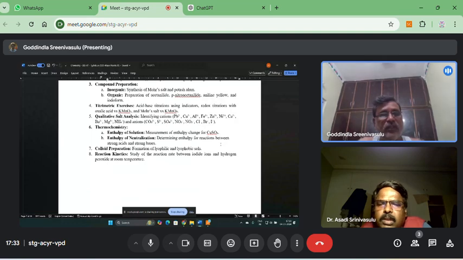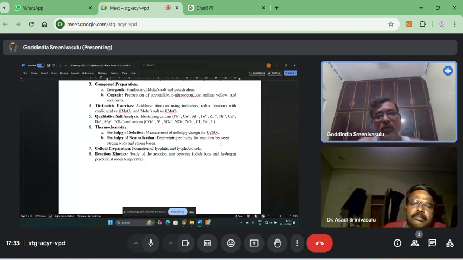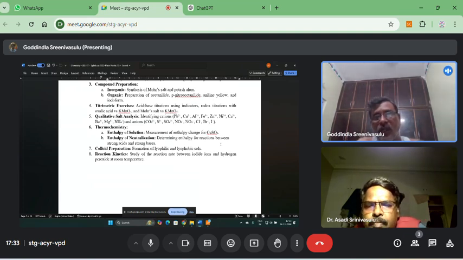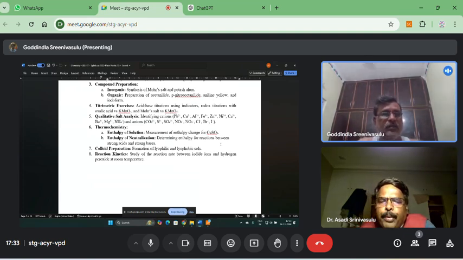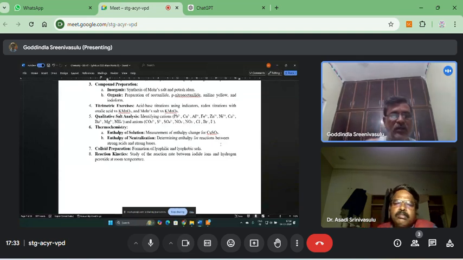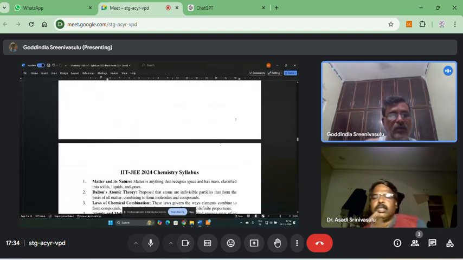Thermochemistry deals with the enthalpy of solution, measurement of the enthalpy change for copper sulfate dissolved in water. What is the temperature change? From that, we can calculate enthalpy of neutralization, determining the enthalpy for reactions between strong acid and strong bases. Colloid preparation, formation of lyophilic and lyophobic sols. The reaction kinetics, study of the reaction rate between iodide ion and hydrogen peroxide at room temperature. Like that, some of the topics are included in the syllabus.